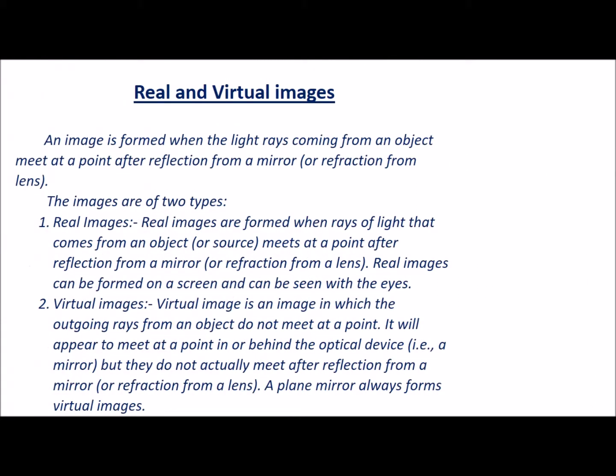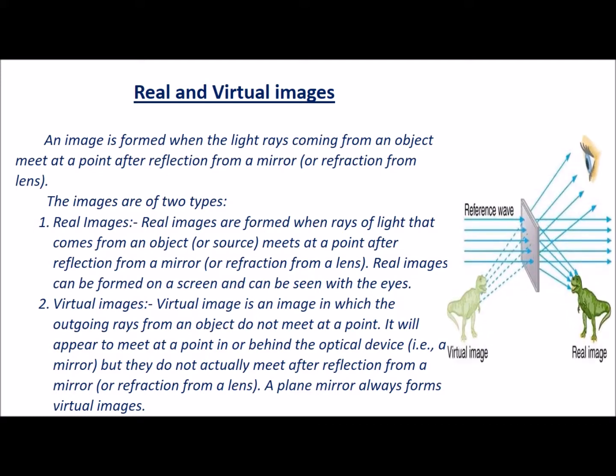Real and virtual images. An image is formed when the light rays coming from an object meet at a point after reflection from a mirror, or refraction from a lens. The images are of 2 types. 1. Real images. Real images are formed when rays of light that come from an object, or source, meet at a point after reflection from a mirror, or refraction from a lens. Real images can be formed on a screen and can be seen with the eyes.